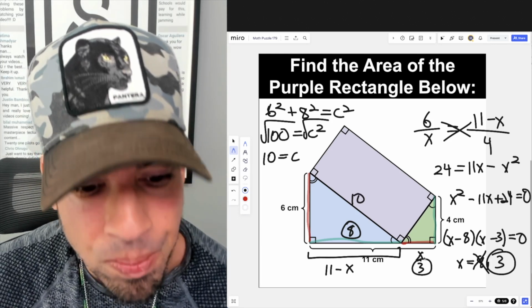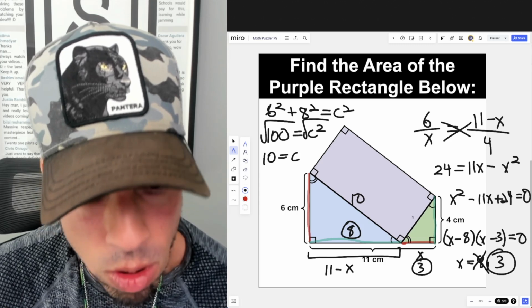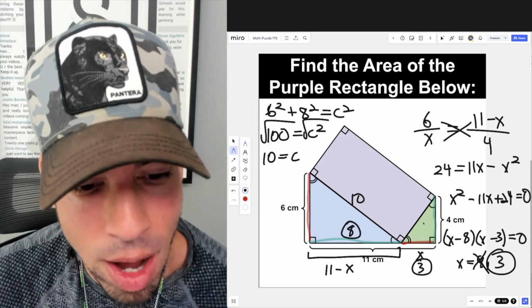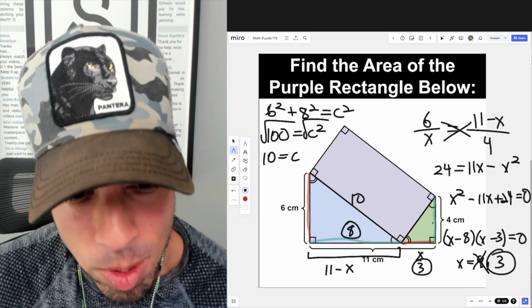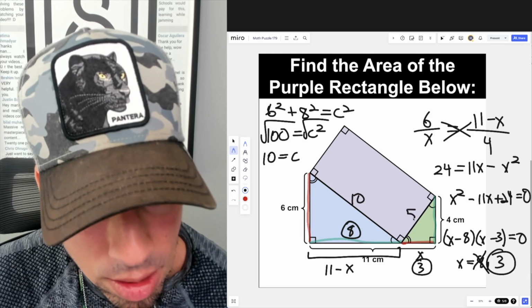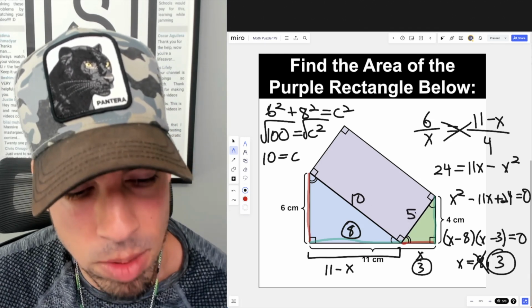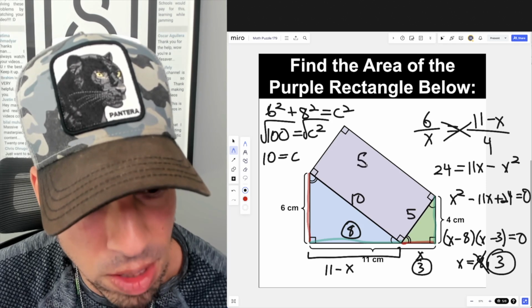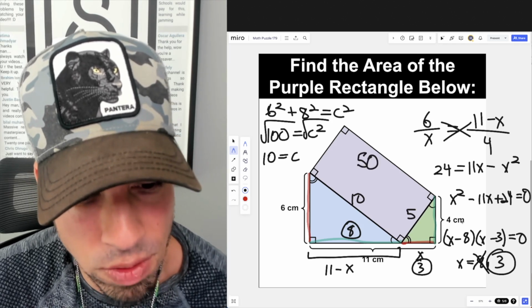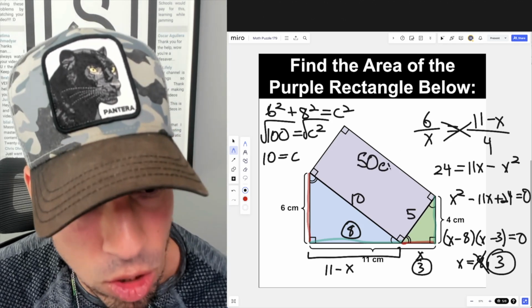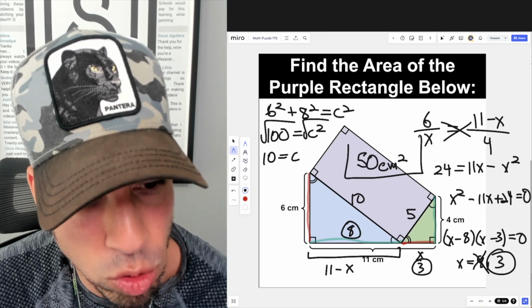Now over here, we have an actual 3, 4, 5 right triangle, so I don't even need to use the Pythagorean theorem. I know from the Pythagorean triple that this side length has to be 5. And so now we have length times width, or base times height, which is 5 times 10, which is 50. And don't forget, we got those units of centimeters. So for area, it's centimeters squared. 50 centimeters squared is the winner.